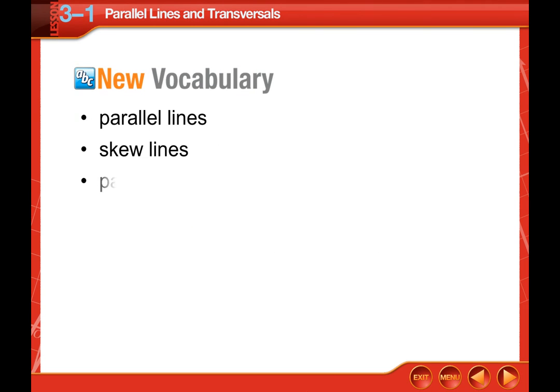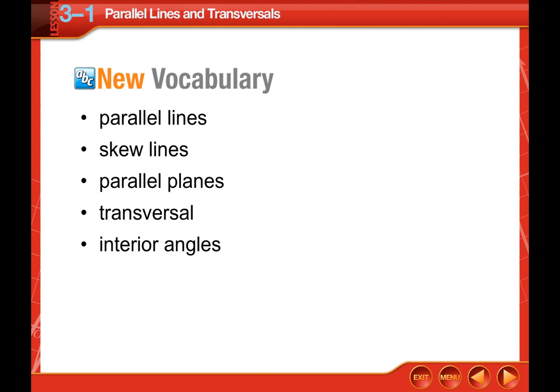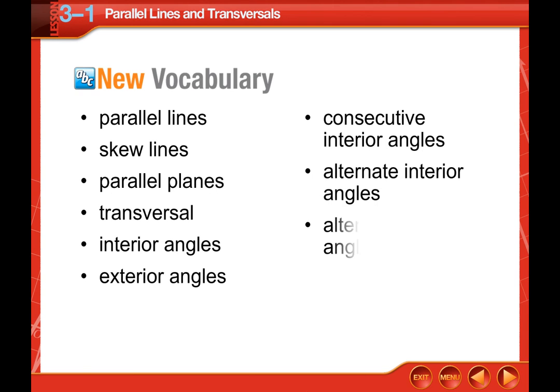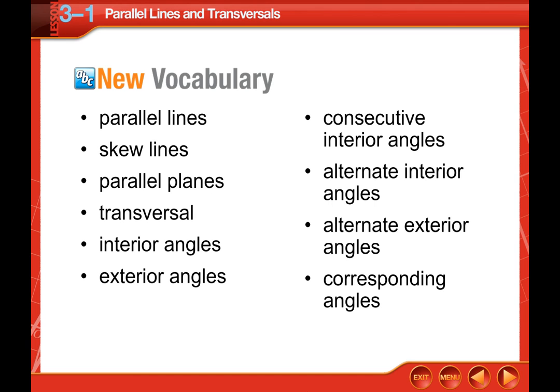So we have a lot of new vocabulary. Okay, we have parallel lines, skew lines, and parallel planes. That is what we're going to be looking at first. Then we're going to define what a transversal is, and then look at these new relationships between angles, which make up the rest of this particular lesson.